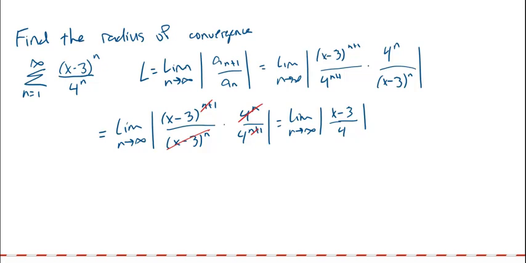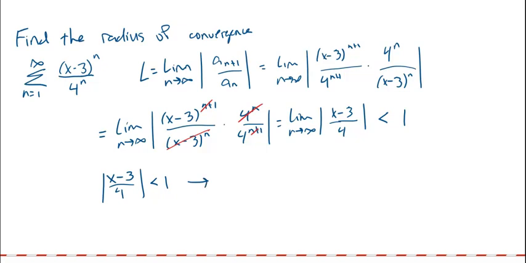What I want you to see, there's no n's. So the limit as n goes to infinity of this thing, well, it is just that thing, because there's no n's anymore. So it's not going to change as n goes to infinity. It's just going to be what it is. And I want that less than 1. So what I have is (x minus 3) over 4, absolute value, less than 1.